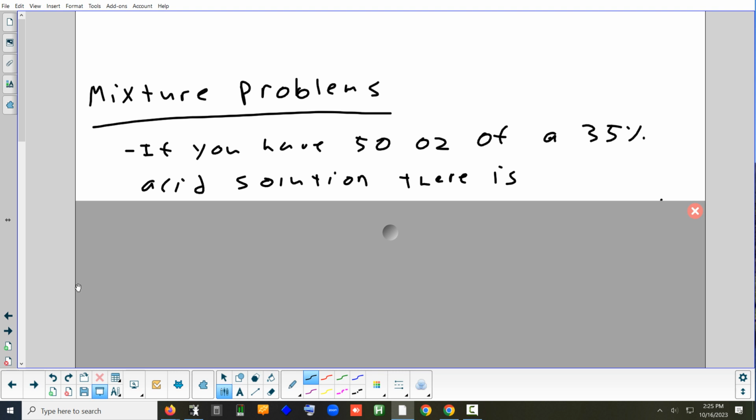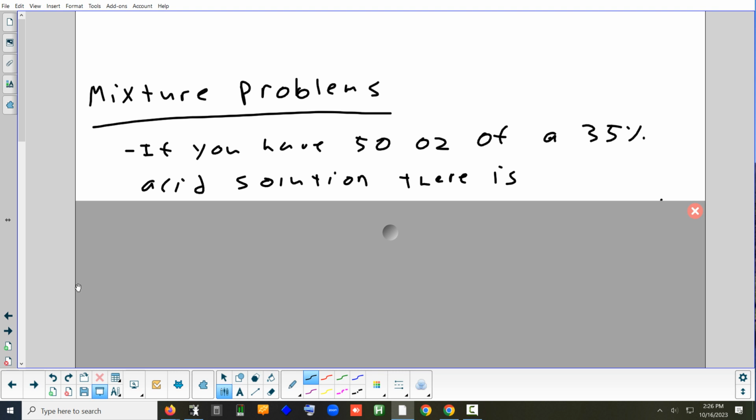Well, there can't be more acid in the solution than we have to start with. We only have 50 ounces. Well, no, then we're doubling everything. So we have 50 ounces of liquid in front of you, and 35% of it is acid. So it has to be less than 50, because you only have 50 ounces in the container. So how would you figure out how much of it is acid?